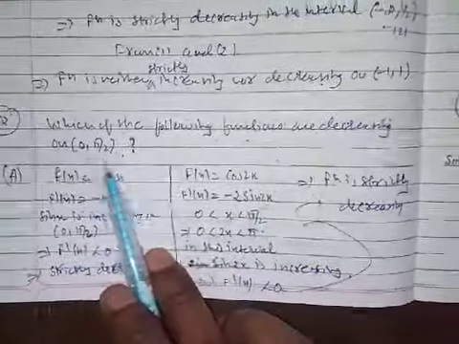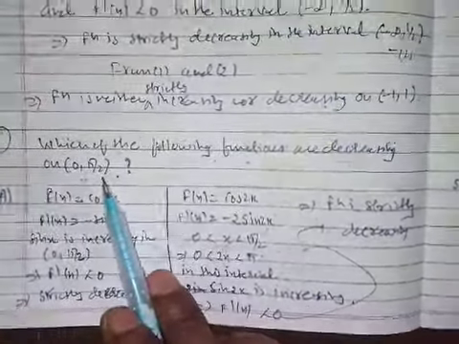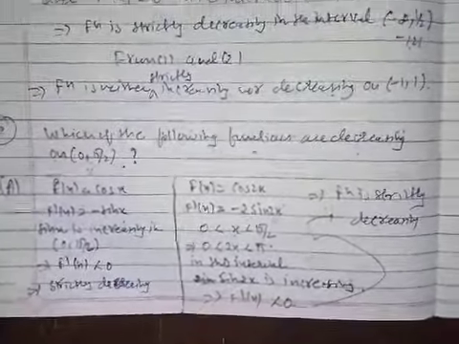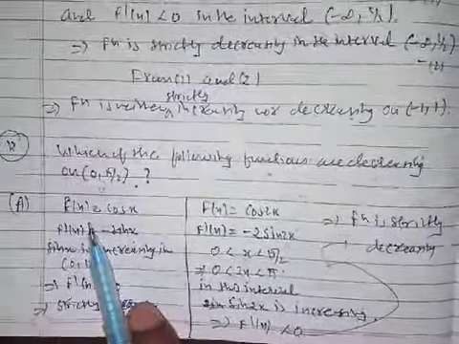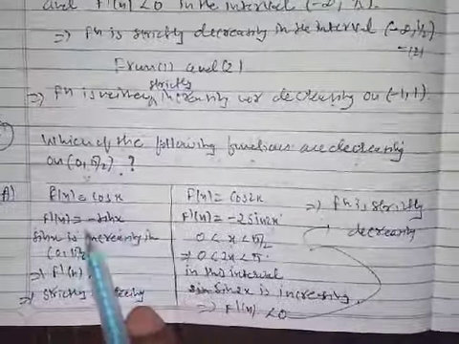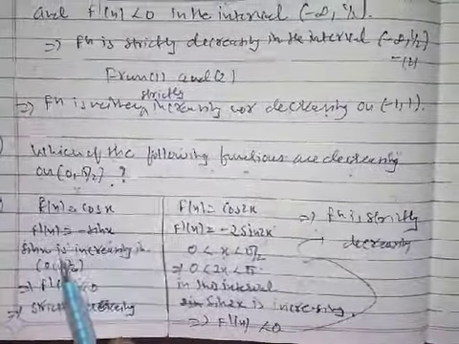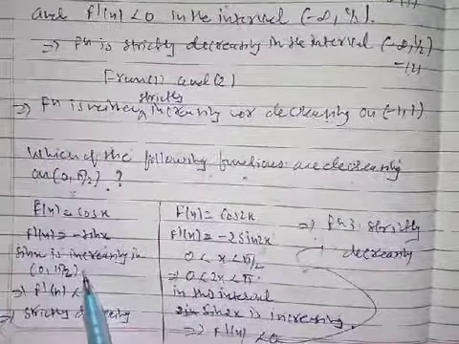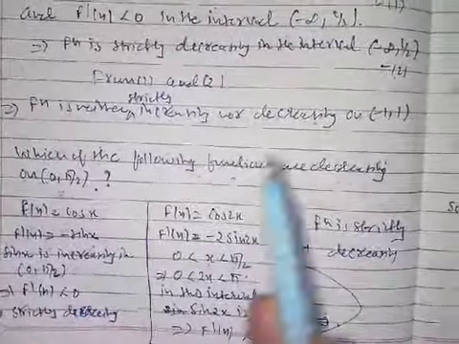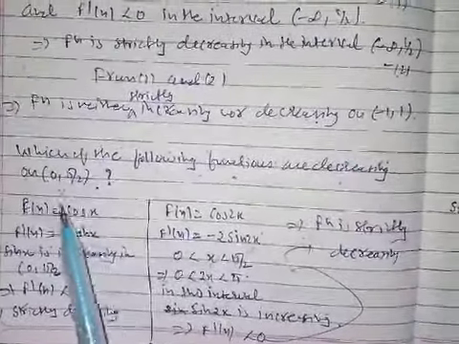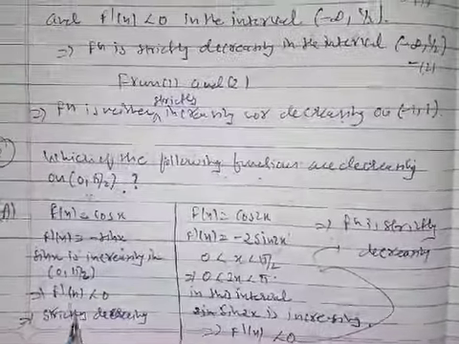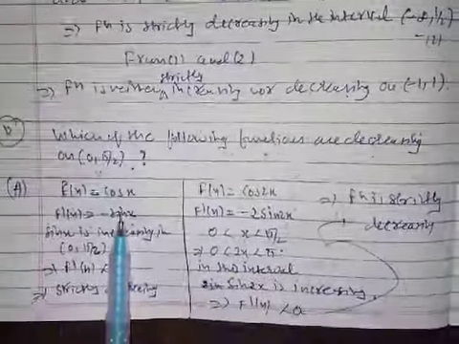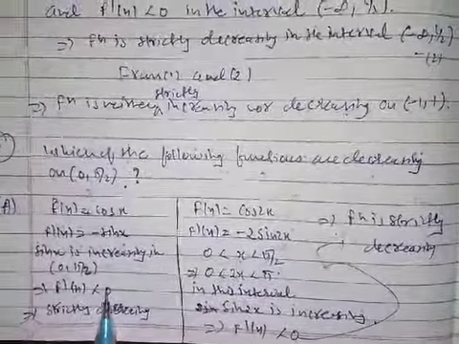Decreasing on the interval 0 to pi by 2. Open interval 0 to pi by 2 means it is in between. First, f(x) is equal to cos x, f dash x is equal to minus sin x. Since sin x is an increasing function in 0 to pi by 2, f dash is positive into negative, so it is negative. So f dash of x is less than 0.